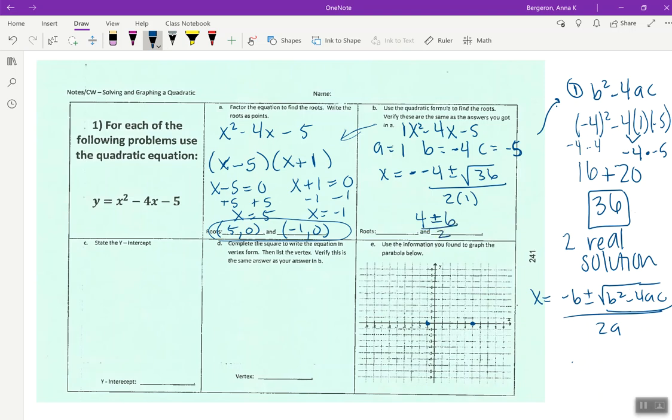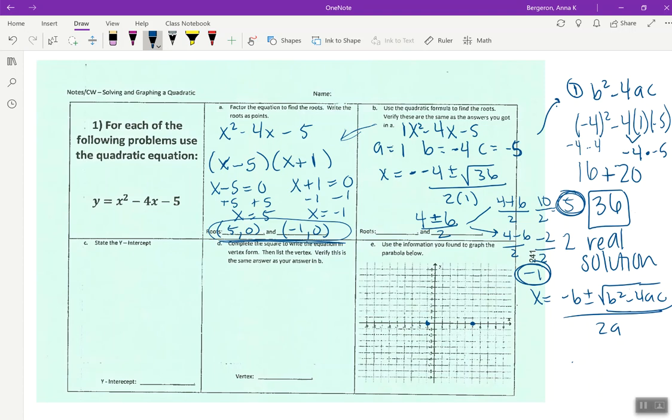So that means I have 2 answers here, when I do 4 plus 6 divided by 2, and when I do 4 minus 6 divided by 2. So 4 plus 6 would give me 10, divided by 2 is 5. 4 minus 6 is -2, divided by 2 is -1, which are the 2 answers we have here.